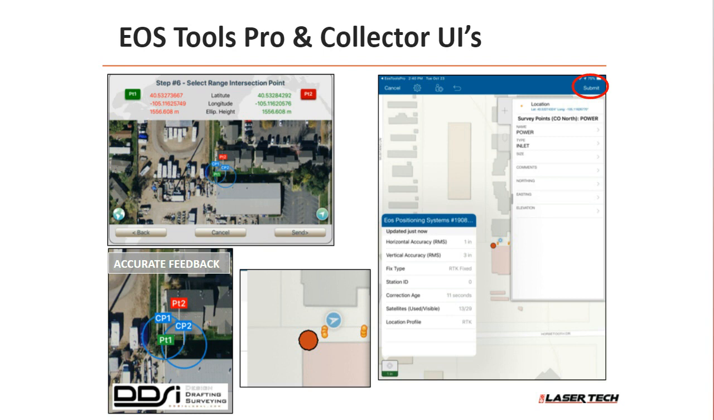So we recaptured the offset to get the correct location. With this combination of both the base maps and the accurate feedback provided by the EOS Tools Pro app, we didn't have to wait to get back to the office to figure out that the data point was inaccurate and needed to be thrown out and collected again.